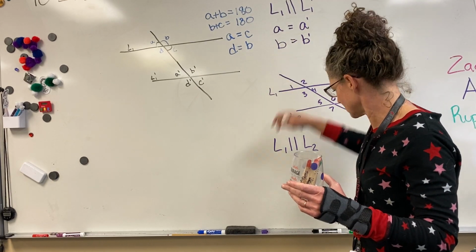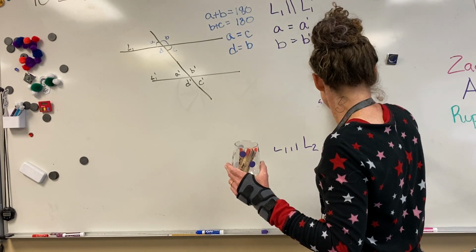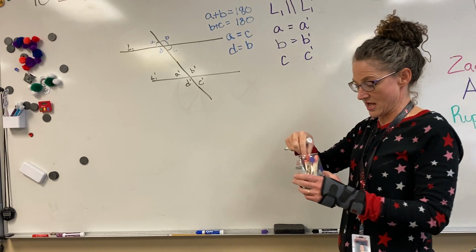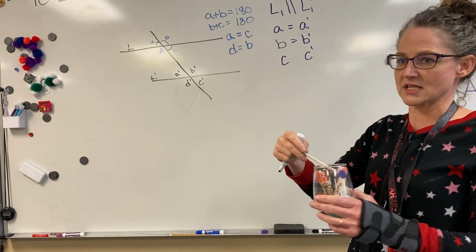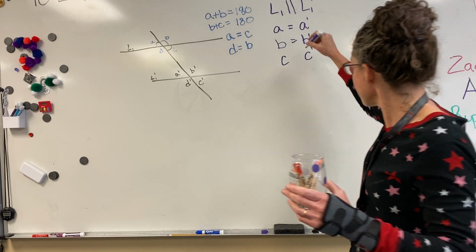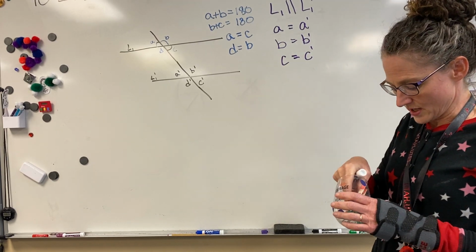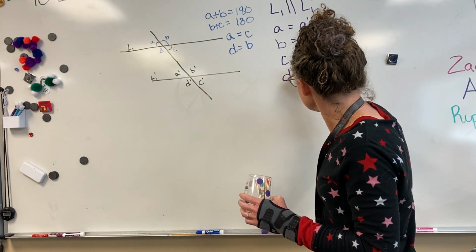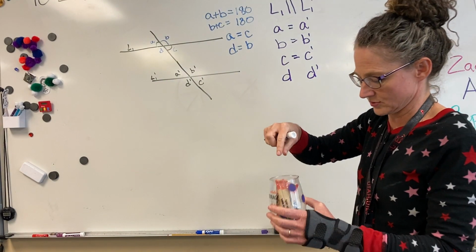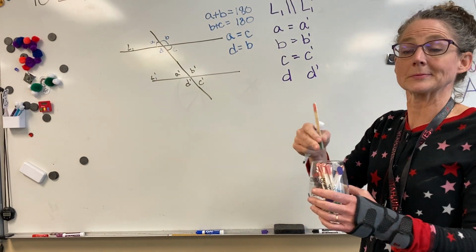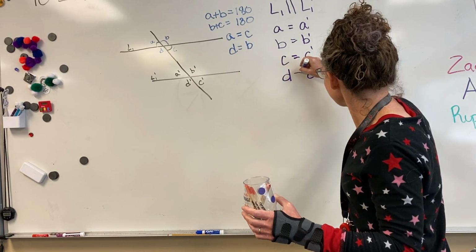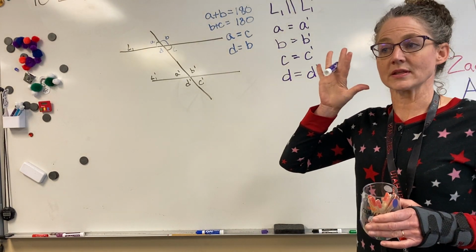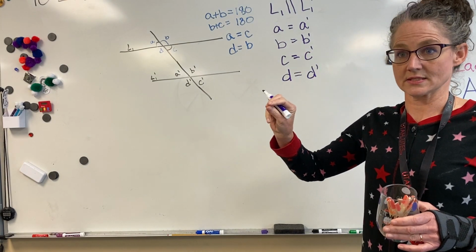What about, let's look at the C's. C and C prime. Isaiah: They're the same. C equals C prime. What about the D's? D and D prime. They are the exact same thing. So, I'm going to teach you some vocabulary that goes with these, okay?